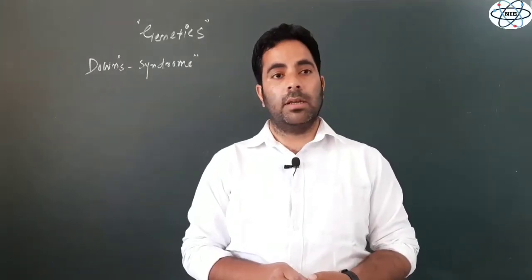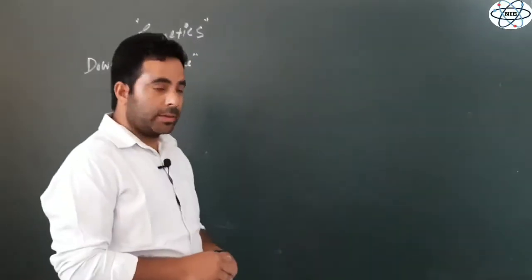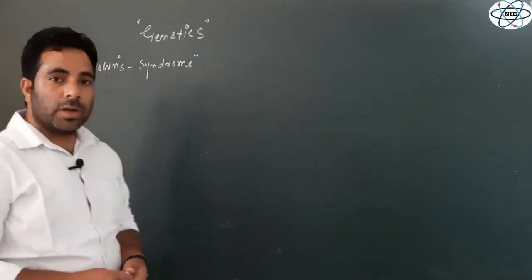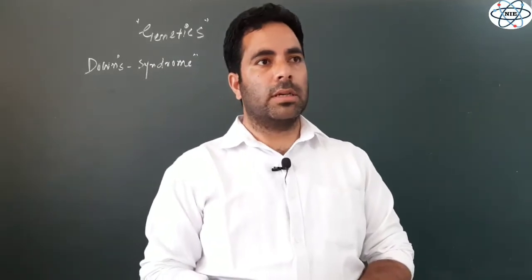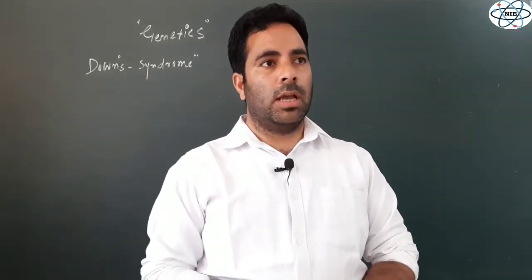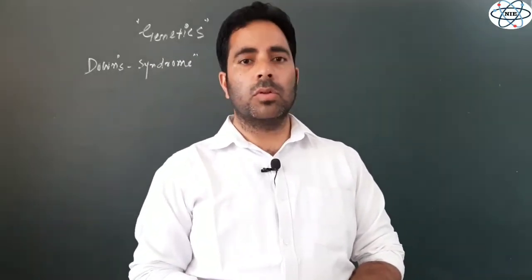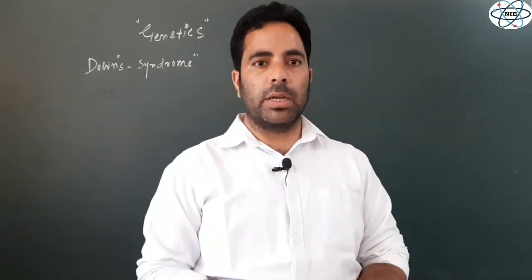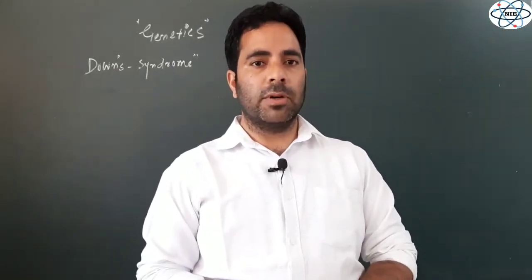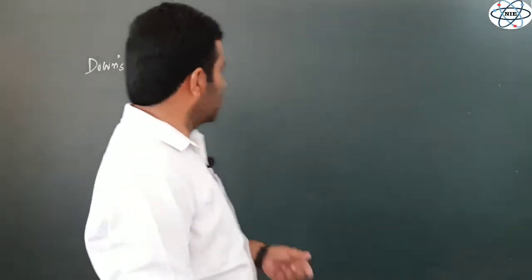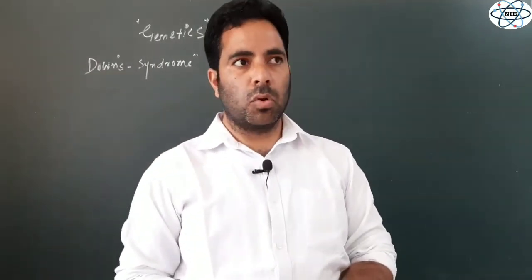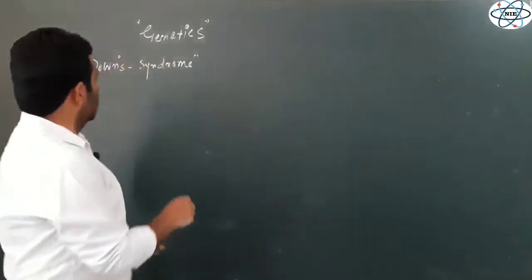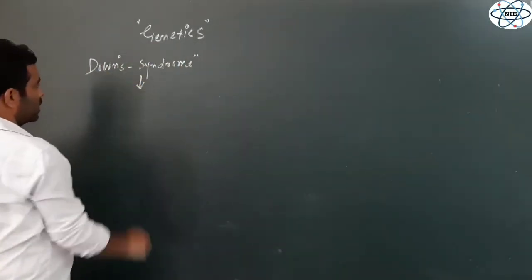Okay, students, this is another lecture of genetics, and today we are going to discuss chromosomal aberrations, chromosomal mutations. In chromosomal aberrations or chromosomal mutations, we are going to discuss the first example, that is Down syndrome. So my topic is Down syndrome, right? So let's start. So what is Down syndrome?